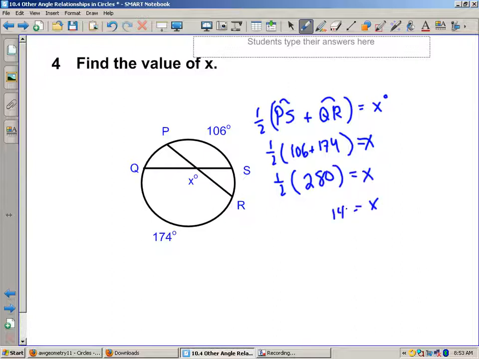And that's really all we're trying to do for these problems. We're just following the theorems, following the properties. Make sure you're copying them down. If not, go back, rewind it, pause it, and copy them down.